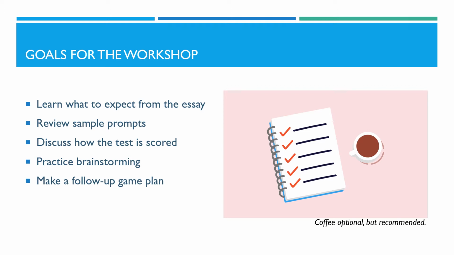So our goals for today are to talk about what it's going to be like in the essay testing environment. We're going to look at some sample prompts to see what kind of questions you would be asked on the essay portion of the test. We'll talk a little bit about how the test is scored. We'll actually look at some rubrics and discuss what you should be adapting in your essay to make sure you can get those extra points you need. We'll practice brainstorming together as a group, and then we'll also make a follow-up game plan.